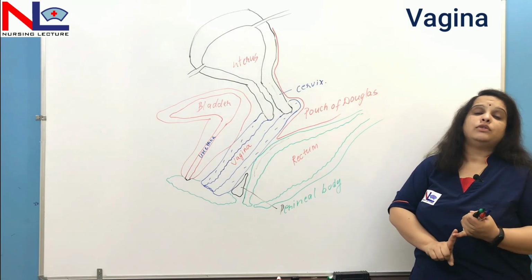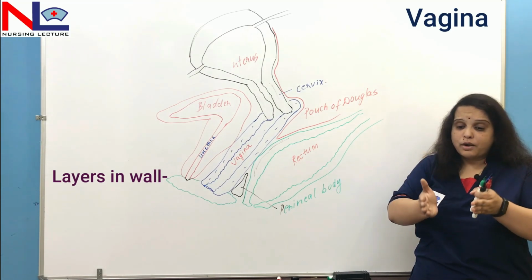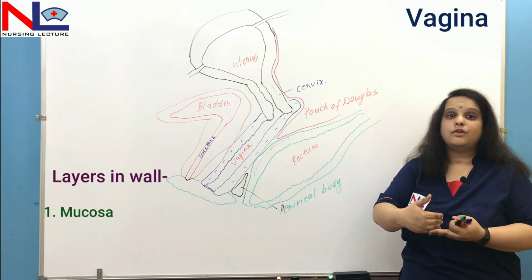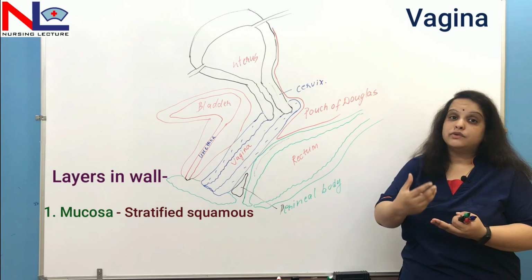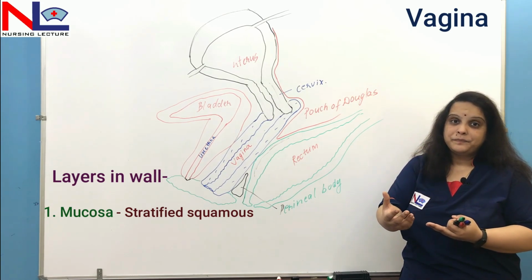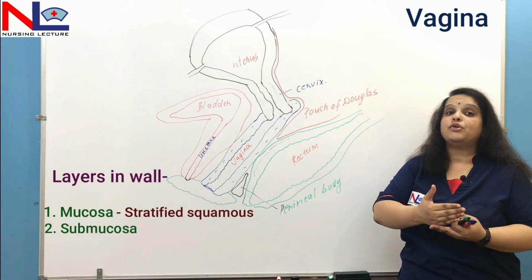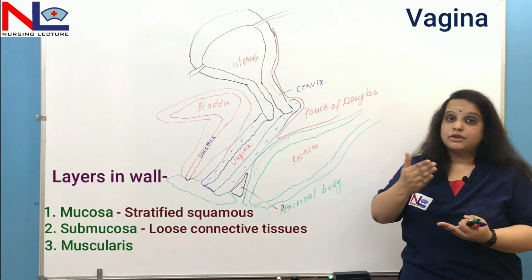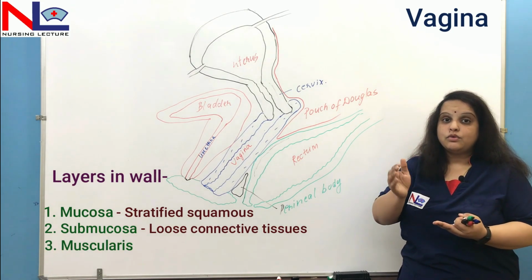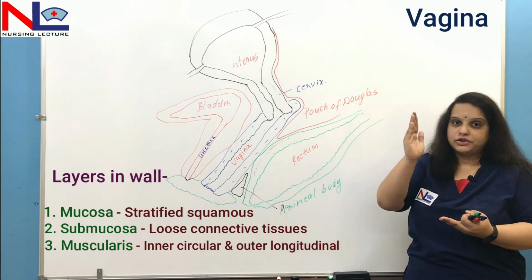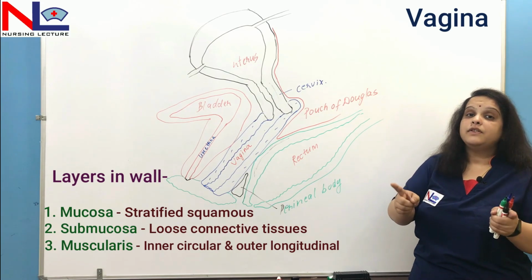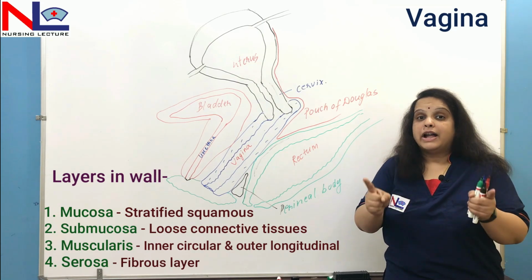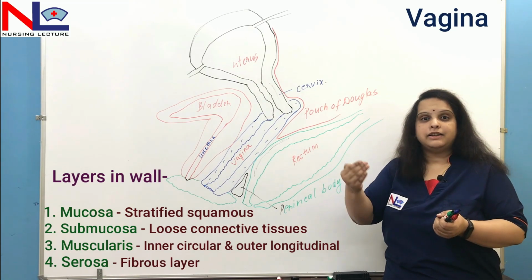Now let's talk about its wall. From inner to outer, there are 4 layers. The innermost lining is mucosa, which is formed by stratified squamous lining, that is multiple layers of flat cells, and outer to that is submucosa, which is made up of loose connective tissue. Outer to that is the muscularis muscle layer. Again it is divided into 2. The inner one is circular and the outer one is longitudinal. And the outermost lining of the vagina is the adventitia, the serous lining, which is a fibrous layer. Okay, so these are the layers in the vagina.